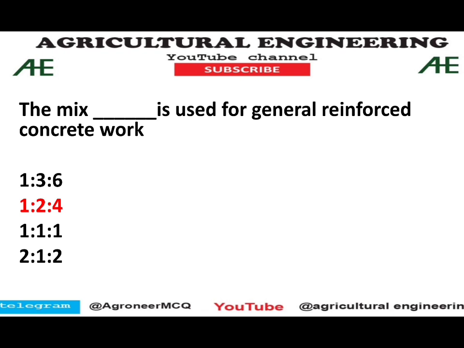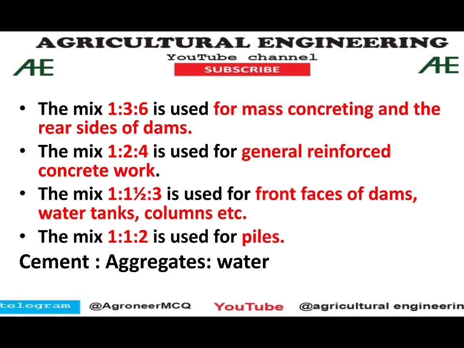The mix 1:2:4 is used for general reinforced concrete work. So what is 1:2:4? So 1 is cement, 2 is aggregates, and 4 is water. So the mixture 1:3:6 is used for mass concreting and the rear sides of dams. The mix 1:2:4 is used for general reinforced concrete work.